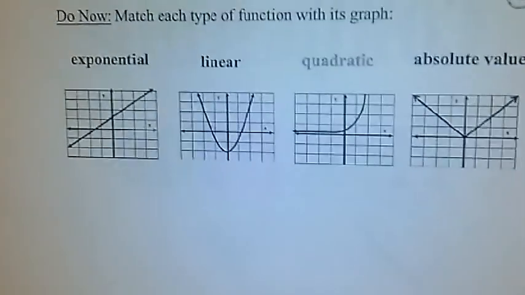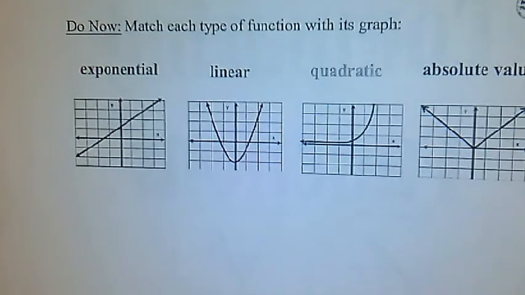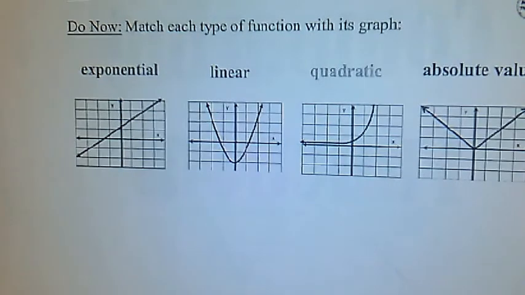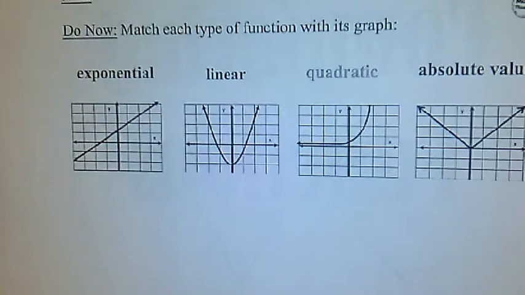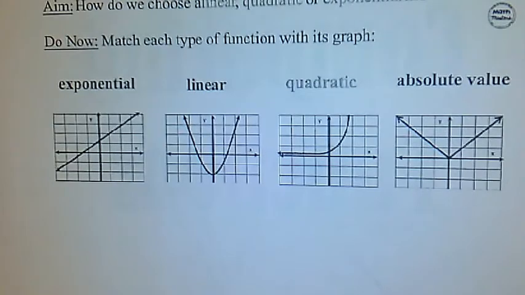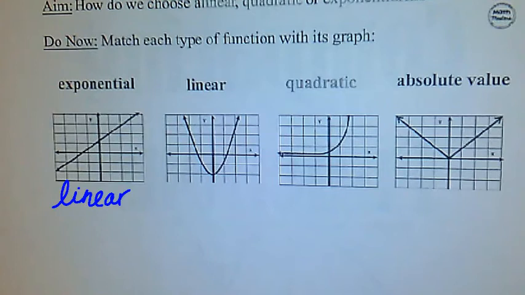Alright, so the first thing I asked you to do was match each graph to the correct word. If we think back to what a straight line is called, we know that that one is linear. I put little lines for you guys. This one, we've only been doing this for the past couple chapters, so hopefully you know that that's a quadratic.